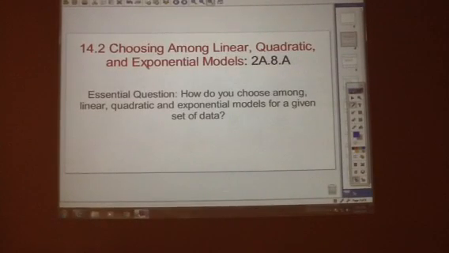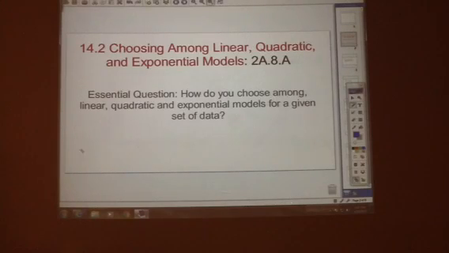14.2, choosing among linear, quadratic, and exponential models. How do you choose among linear, quadratic, and exponential models for a given set of data? I'm going to review for just a minute what those are because we haven't done linears and quadratics in a while.